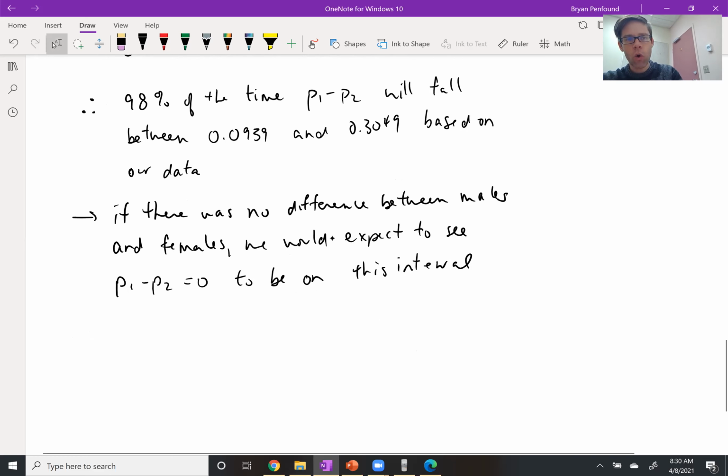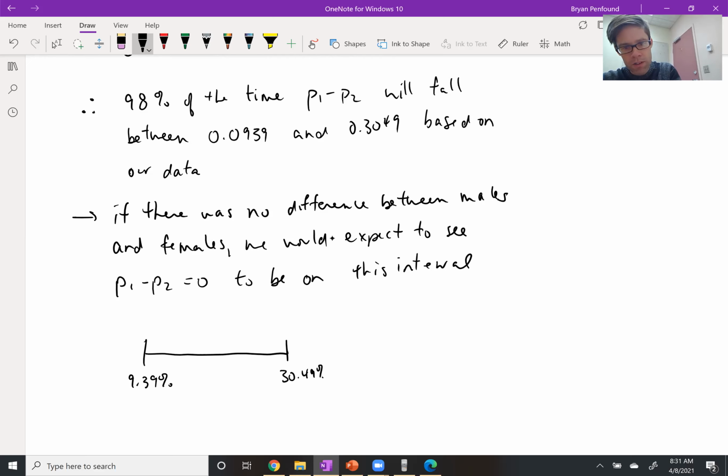However, I don't think it's quite going to fall on this interval. If we take a look at this interval on the real number line, we get something like this. Our lower bound is about 9.39%, and our upper bound is about 30.49%, but our true target is somewhere over here, right? So we expect to see really a difference of 0 between these two groups. And that doesn't fall inside of this interval that we've created.